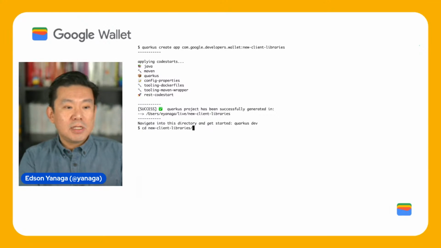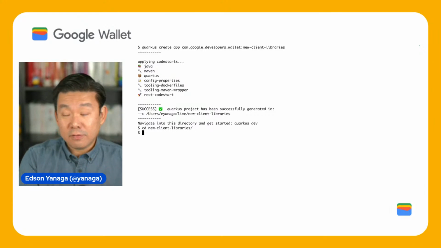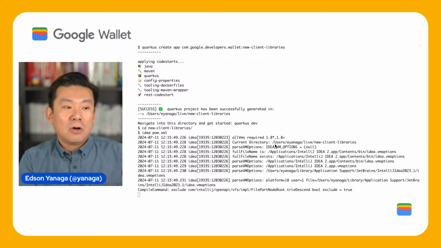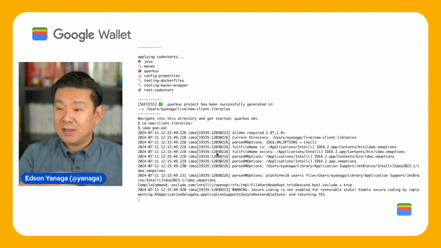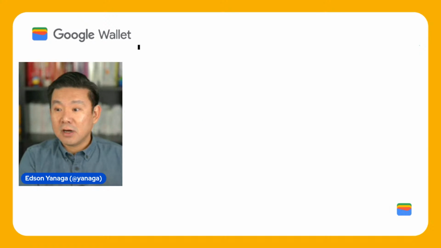And I'm going to this folder, and first I'm going to open it in my IDE. You didn't see that because it opened in a different window, but I have the project already open in my IDE. And now I'm going to start the Java project here. And I'm going to say mvn quarkus:dev.